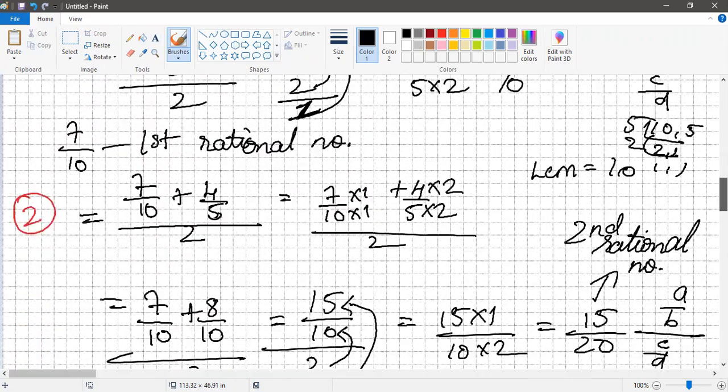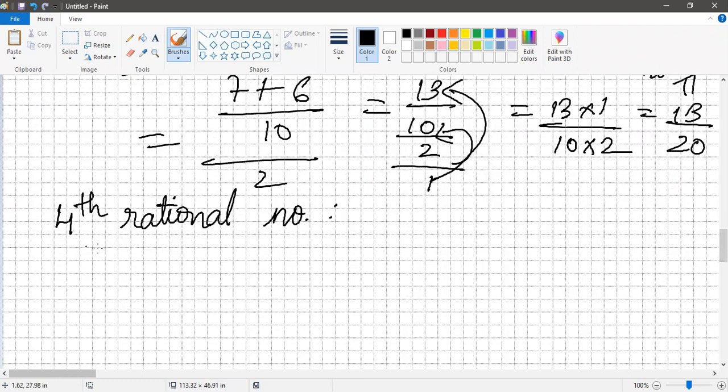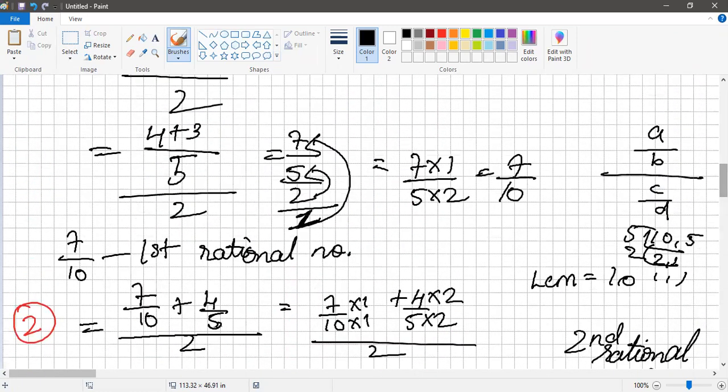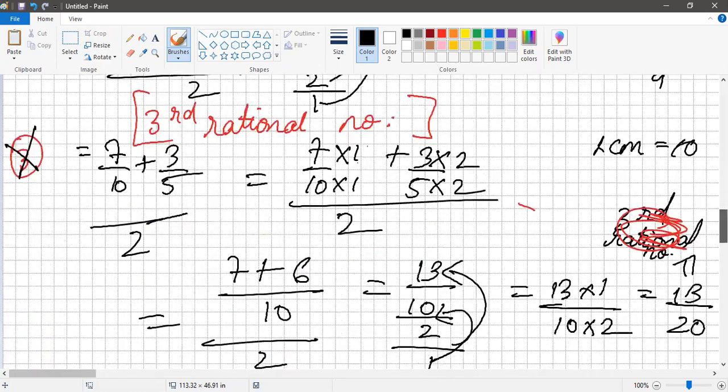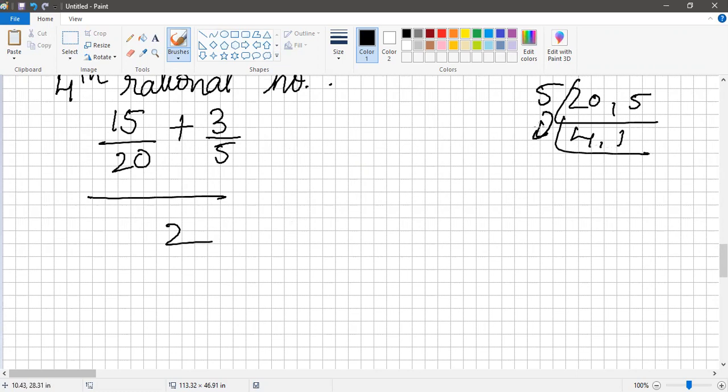So now, next, what we found out as the second rational number, we found out 15 by 20, right? Yeah, 15 by 20. So now we will consider 15 by 20 plus 3 by 5, I'm taking 3 by 5 is what was there in our question, right? So 3 by 5, yeah. So now this is by 2. Now 20 and 5 LCM. Here 2 2s are 4, 5 4s are 20. So therefore, LCM is equal to 20.